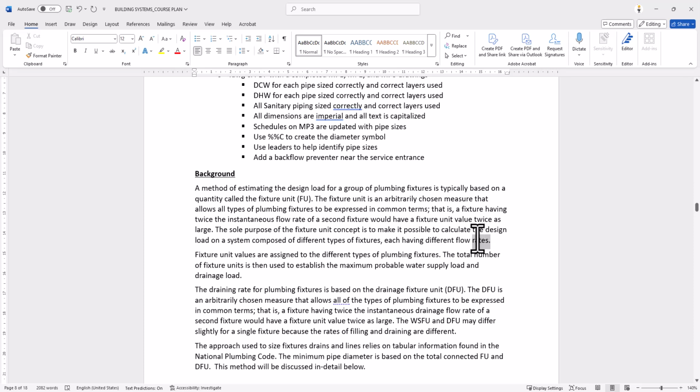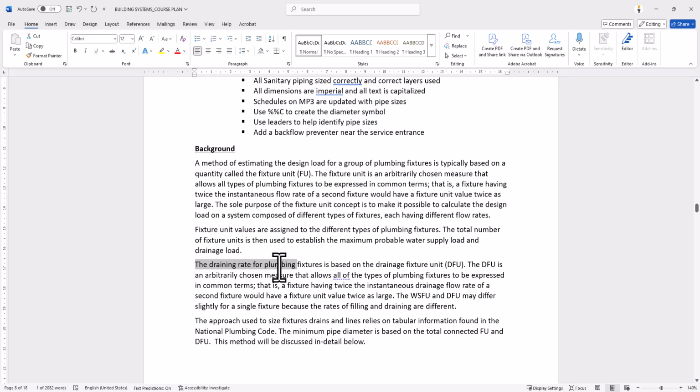An example of this is a water closet, or a toilet. It's going to have a certain number of fixture units. A sink will have its own fixture units. It doesn't really matter about the rate of flow of the actual faucets. The fixture unit basically replaces the loading, or the amount of water, that the fixture produces.